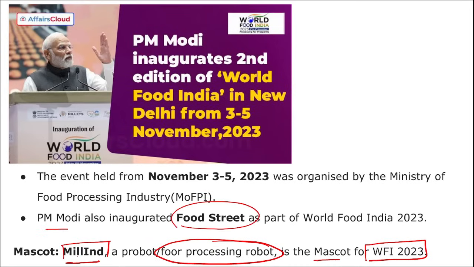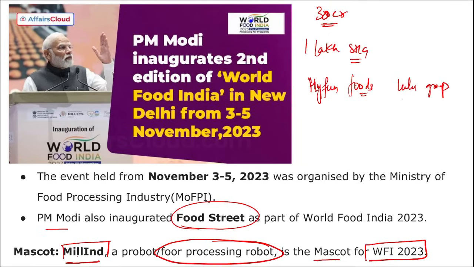Then PM Modi also inaugurated Food Street. Apart from this, remember, during this inaugural event, PM Modi also announced a seed capital aid of almost 380 crore rupees to support over 1 lakh self-help groups. Correct? And Gujarat Ahmedabad based Hyphen Foods has signed an MOU with Lulu Group International to produce and supply frozen food products under the private label brand of Lulu. So this is what you need to remember regarding World Food India, and this was the second edition.